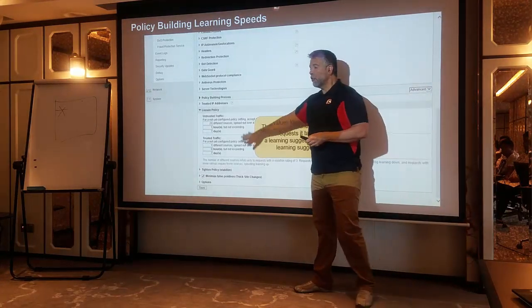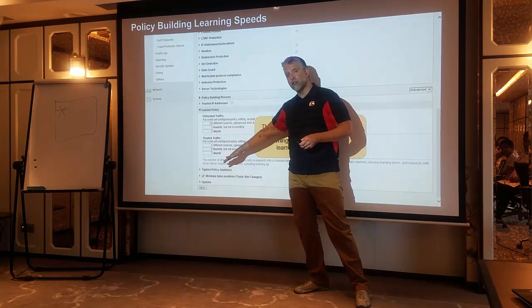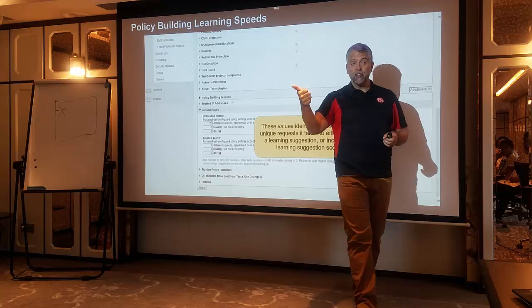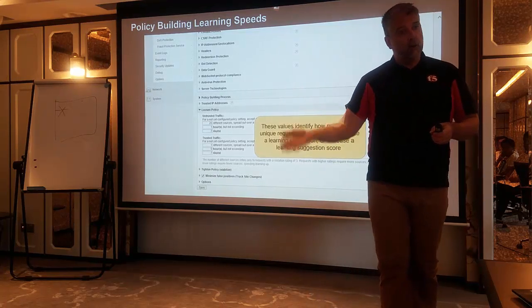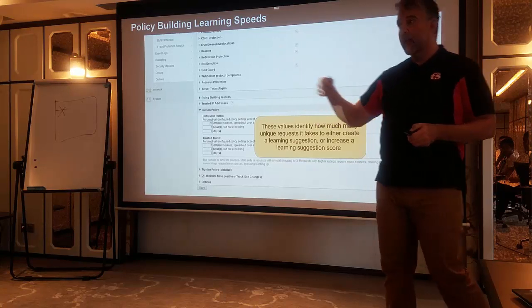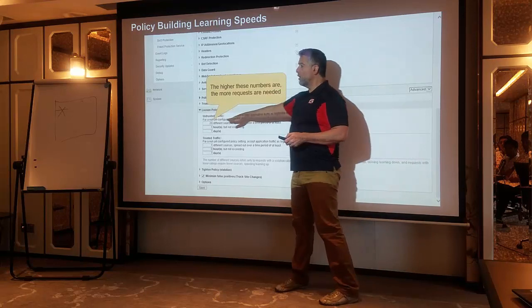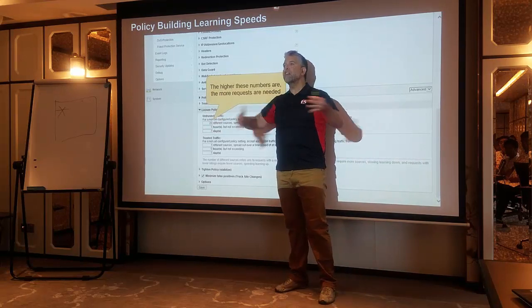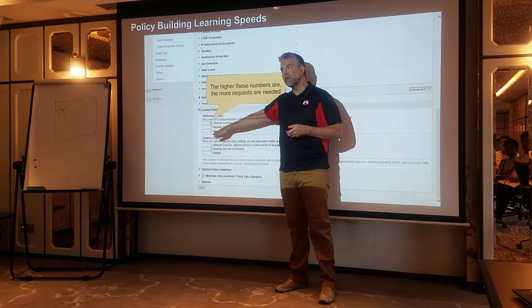So again, these are the numbers that are going to determine whether or not an untrusted or a trusted source will generate a suggestion, or if the suggestion is already created, will increase the learning score. The higher these numbers, then the more information needs to come in to do that. The lower those numbers, the less.